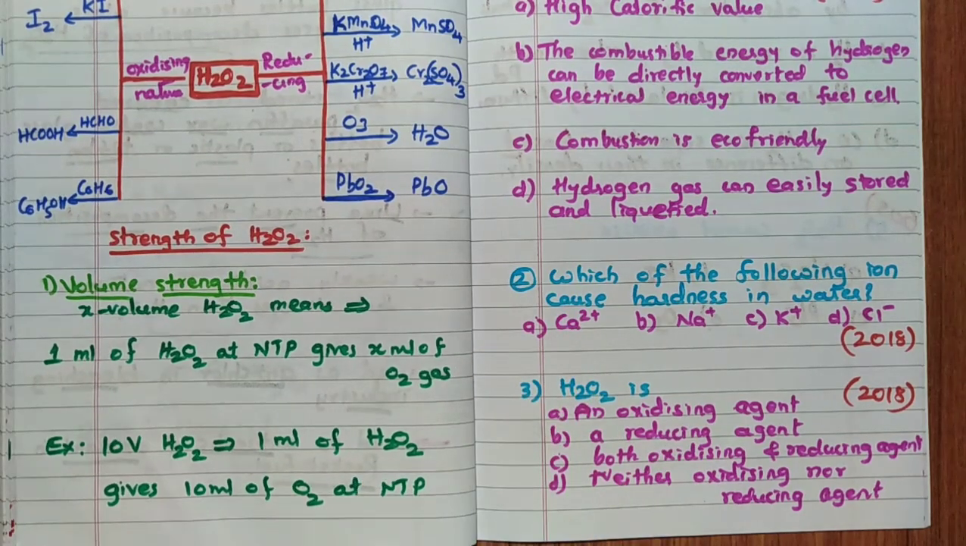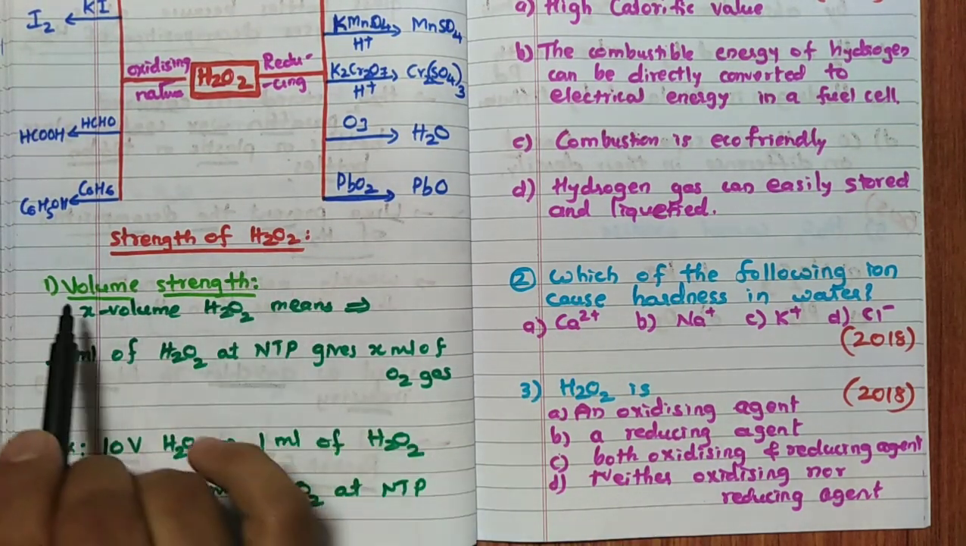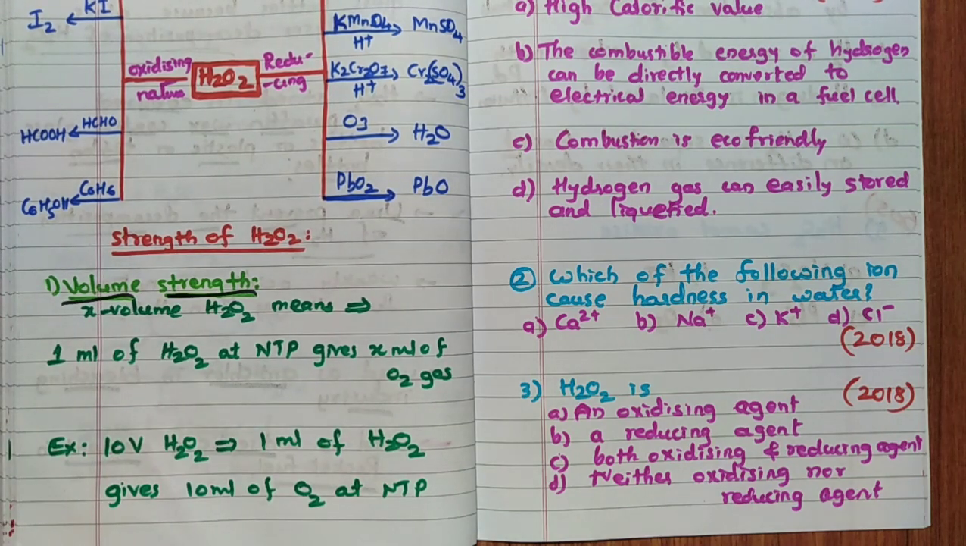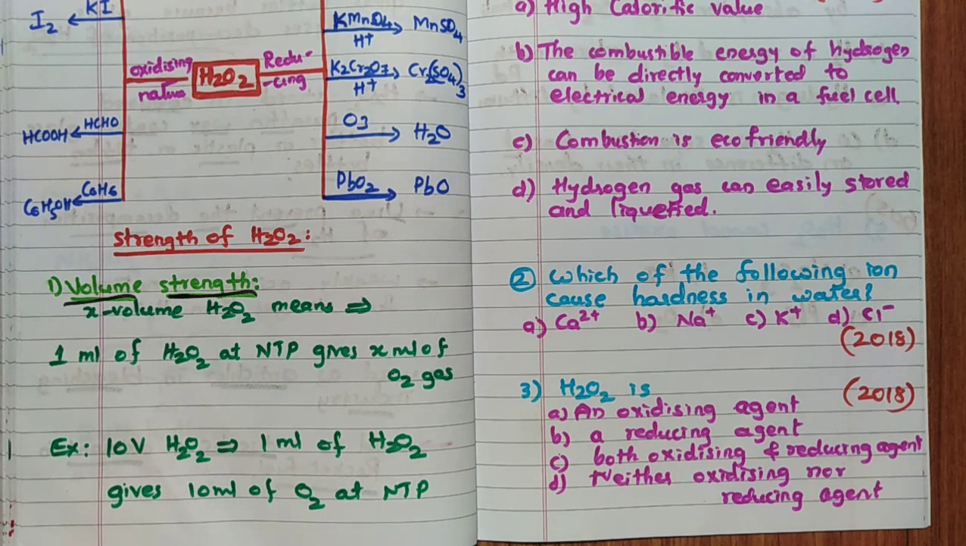So hence I have not taken them. That will be solved in NEET and JEE. Strength of H2O2 is explained in volume strength. Important. If you take any bottle of hydrogen peroxide, you can see on the bottle 10 volume, 20 volume, like that. Then what is the meaning of that?